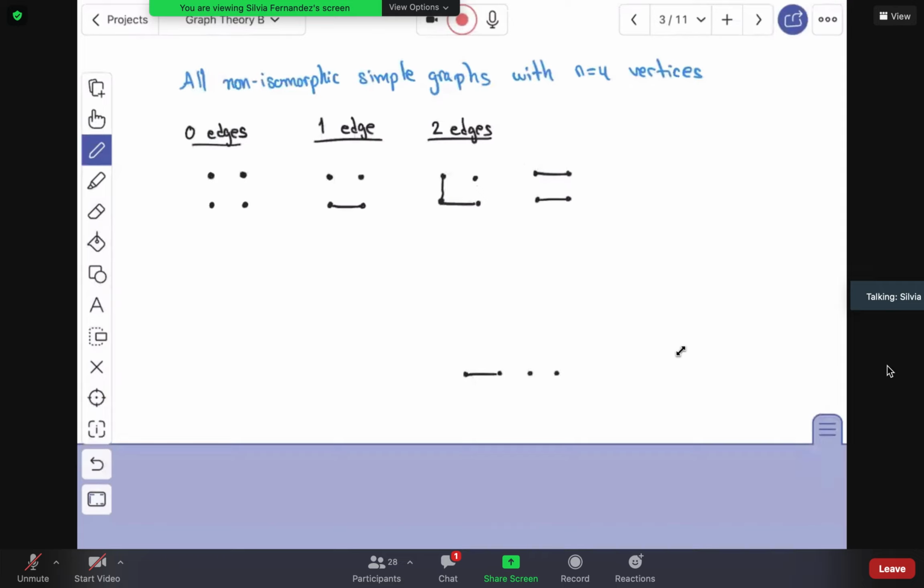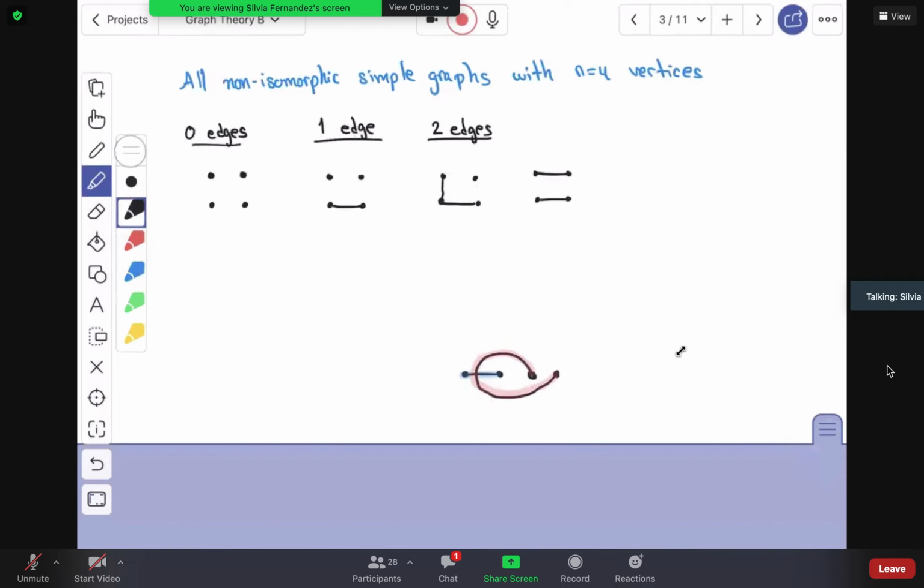Let's say I have, I don't know, this one, that's four vertices, two edges. This is going to be isomorphic to one of the two that I already have. This one has two components, right? This one has this component, and from these vertices, I cannot go to the other two by paths, right? So this one has two components.